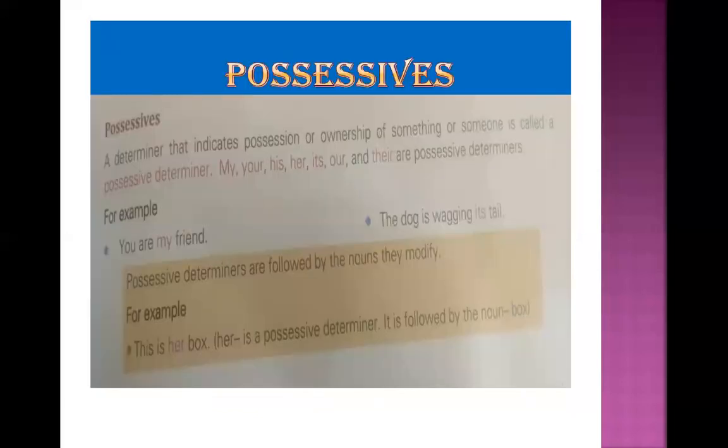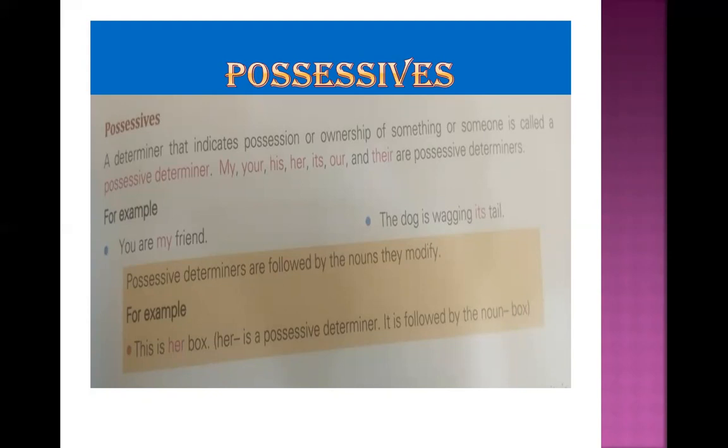Now come the possessive determiners. Possessive determiners are determiners that indicate possession or ownership of something or someone. My, your, his, her, its, our, and their are possessive determiners. For example, you are my friend. The dog is wagging its tail. Again, possessive determiners are followed by the nouns they modify. They are telling us something important about that noun.